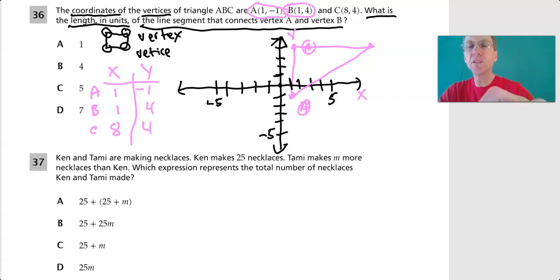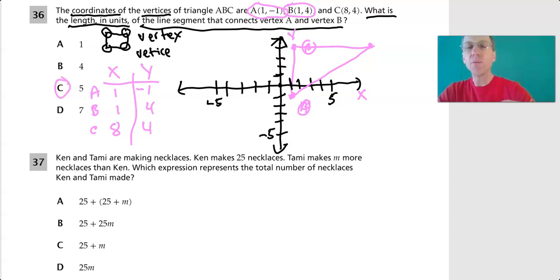So what's the distance? It says, what is the length in units of this line segment? So really, we're just counting down. It starts here. It's 1, 2, 3, 4, and one more, 5. So the length is 5.